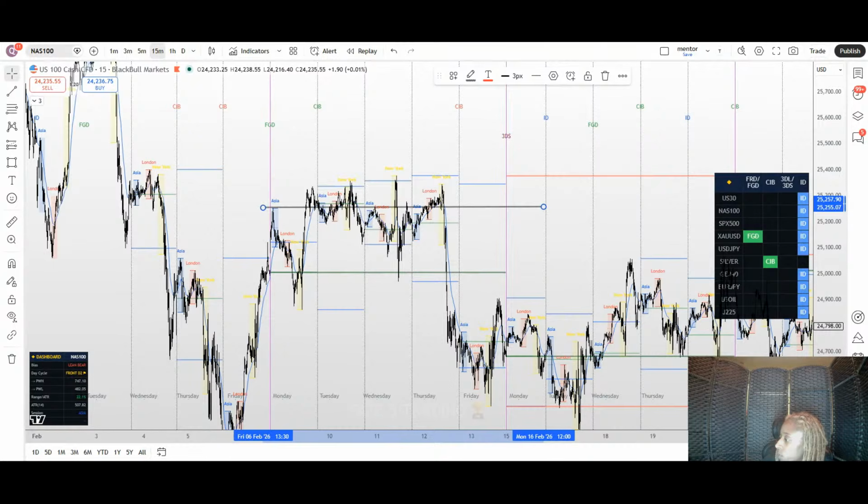Can you use this for gold, Nas? Of course. You can use this on any market. It doesn't matter what market it is. If it's a chart, it's going to get charted. But yes, this strategy, you can use it on any type of market.